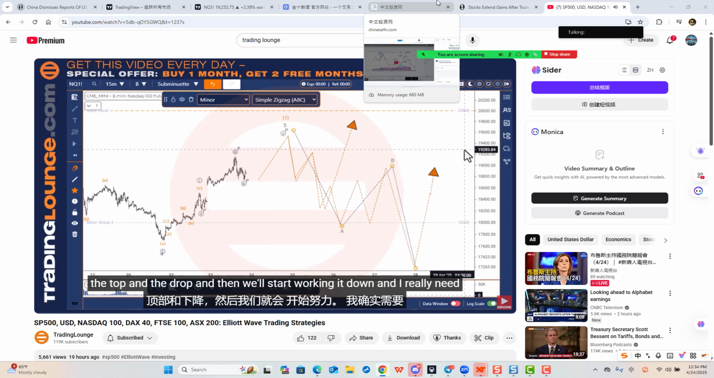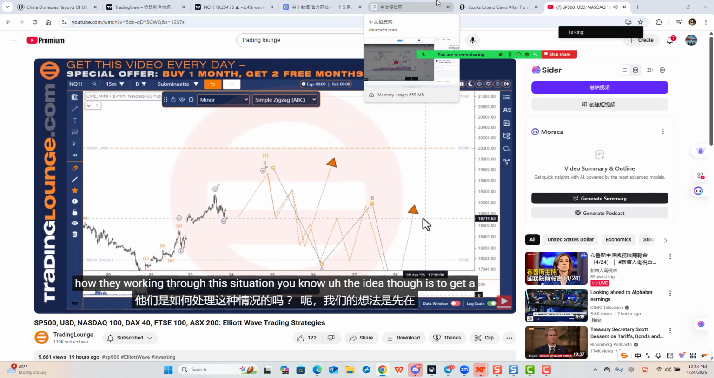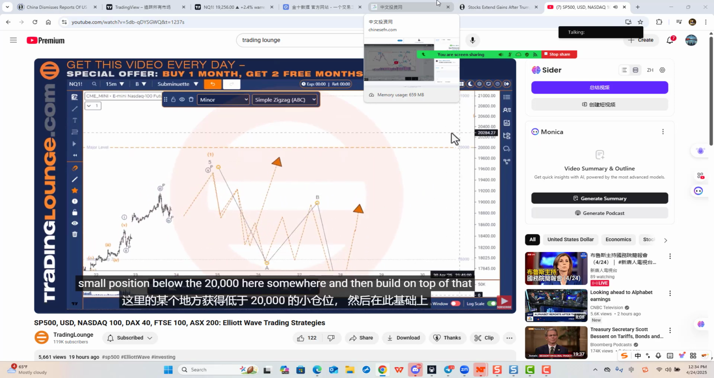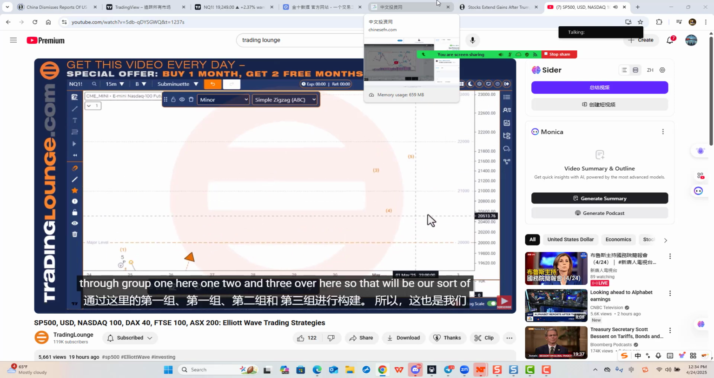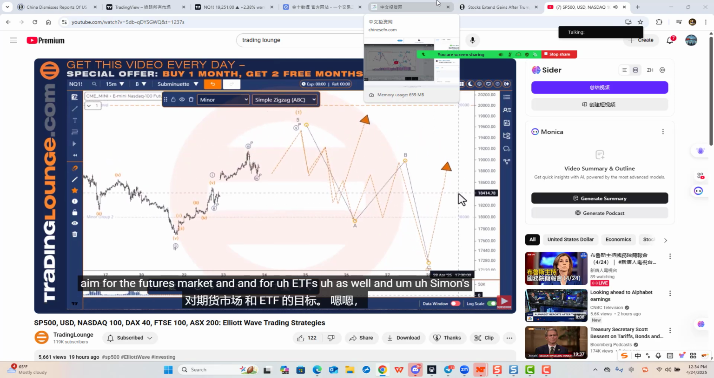And I really need to see where other markets are at this point as well. Do you know what I mean? How they're working through this situation. The idea though is to get a small position below the 20,000 here somewhere, and then build on top of that through group 1 here, 1, 2 and 3 over here. So that will be our aim for the futures market and for ETFs as well.